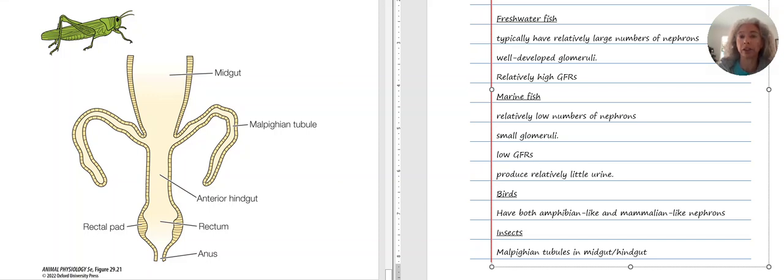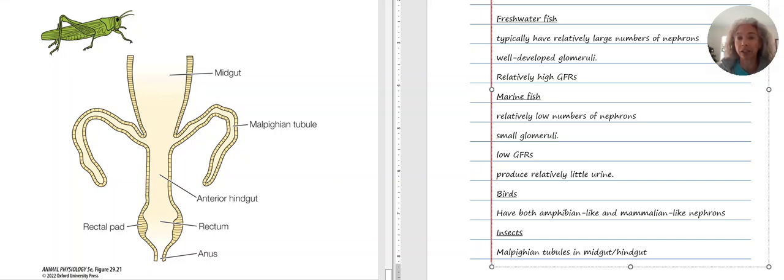Reptiles, including lizards, snakes, turtles, and crocodiles, have nephrons similar to the generalized amphibian nephron that we discussed earlier. Birds have two types of nephrons. Some of their nephrons are similar to amphibians, and some are more mammal-like and can concentrate their urine to be hyperosmotic to their plasma. Insects use their Malpighian tube to form urine.